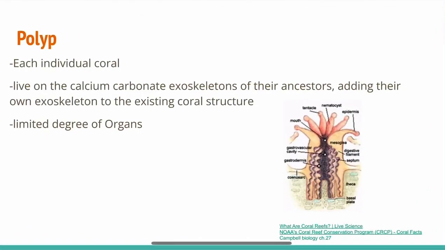Each individual coral is known as a polyp. A polyp is very common, and it is found that between 1 and 8 million are associated with coral reefs. These polyps live on the calcium carbonate exoskeletons of their ancestors, and they add their own exoskeleton to the existing coral structure. These polyps also have a limited degree of organs due to them being a part of the phylum Cnidaria.